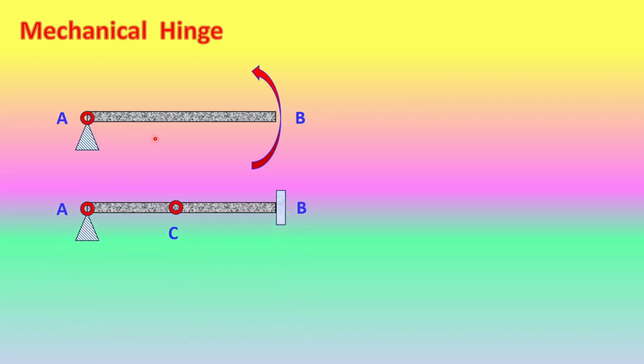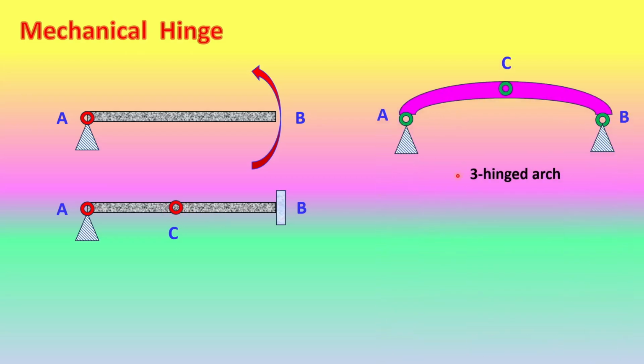Another example is a beam fixed at one end and hinged at the other end. The hinge itself is a mechanical hinge, and there is some intermediate hinge also, which is called an internal hinge. So this also will not be able to carry any moment. Similarly, you can see a three-hinged arch having a hinge at the ends A, B, and at the crown at C. So these all will not be able to carry any moment.